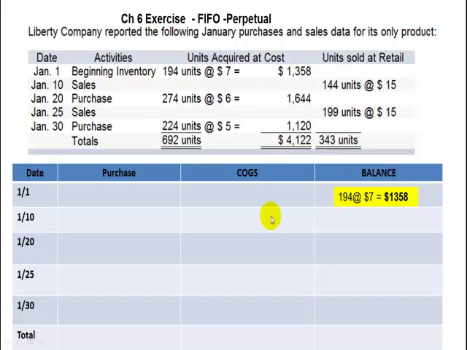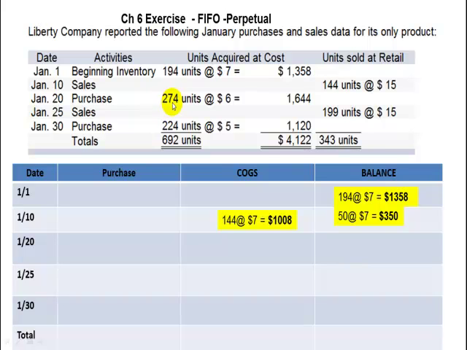Okay. Next, on the 10th, we sold 144 of these units at $7 a piece. That's the cost, because that's the only cost we've got right now. That's $1,008. So our balance will be 194 minus 144. Our balance will be 50 units at $7 a piece, and that's a total of $350. That's our ending inventory right now on January the 10th. Let's go on to the 20th.